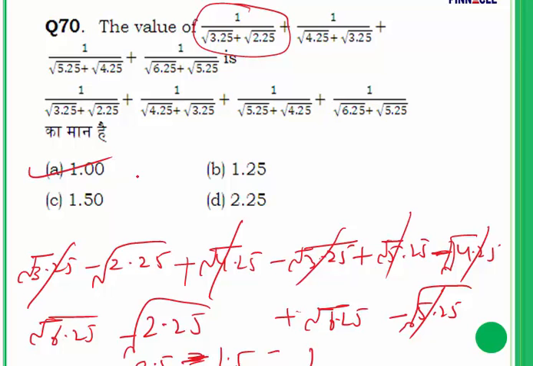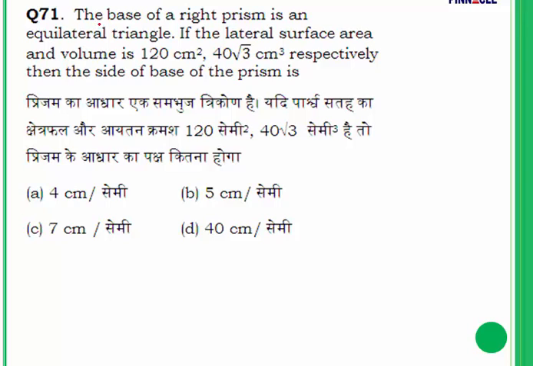Answer is in this case A. Now the next question is question number 71. Our base of a right prism is an equilateral triangle. What is a prism? A prism is always in this format, and here the base is the same. The difference between pyramid and prism is that a prism always has parallel lines, and a pyramid is similar to a cone, and a prism is similar to a cylinder. If the lateral surface area and volume are 120 and 40 root 3 respectively, then the side of the base of the prism would be how much? We have to find the side of the base.